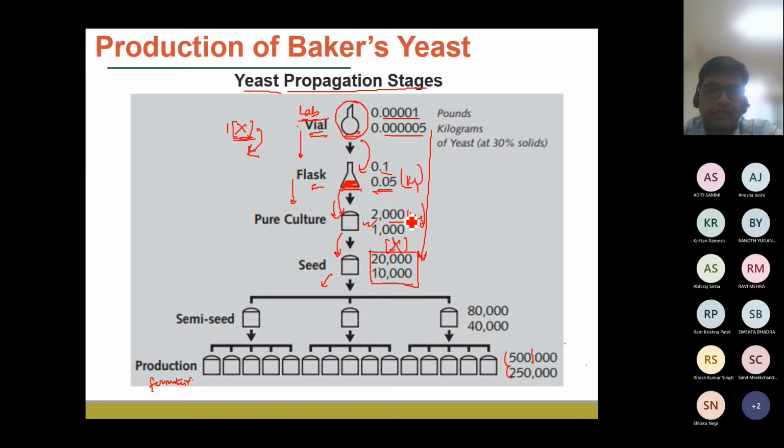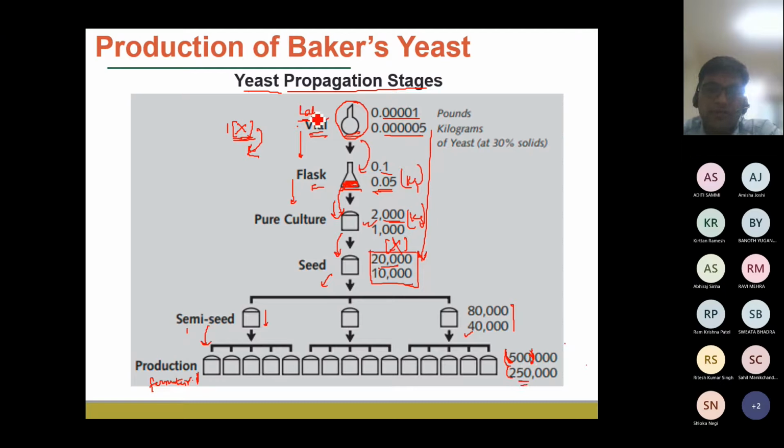The first pure culture is around 2000 kgs, then around 20,000 kgs in the seed culture, and then we have another intermediate step called the semi seed, which ranges around 40,000 kilograms. Only the semi seed culture is then used in the industries in the production fermenters, where the productivity can be around 250 to 500 kgs, for example.